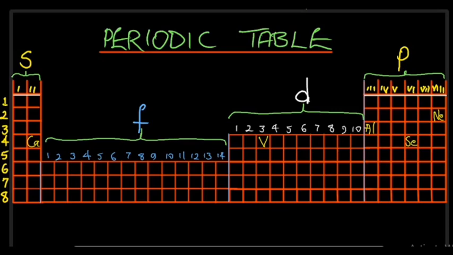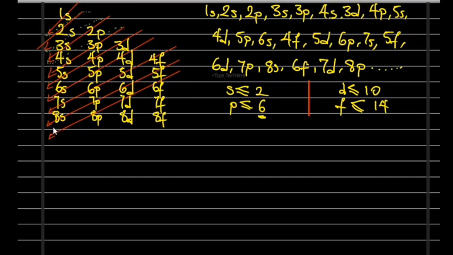So let's take another element. Let's take some random elements. Let's take platinum, for example. Wow, this one has a very long electronic configuration. Platinum has atomic number 78.